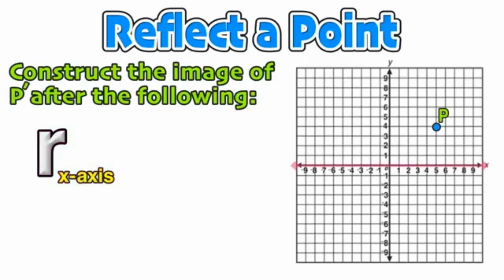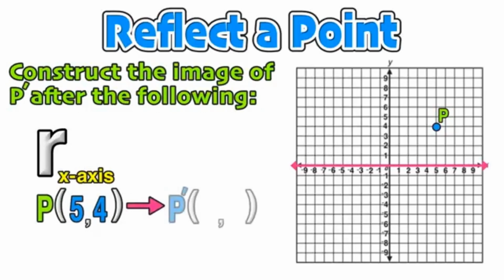Our line of symmetry is the x-axis. This is the line that we are going to be reflecting our point P with coordinates 5, 4 across. To find the coordinates of the image P prime, we will count how many units the point P is away from the line of symmetry, in this case 4 units. Next, we will count the same number of units on the other side of the line of symmetry. So again, 4 units. Now we have the location of the point P prime with coordinates 5, -4.